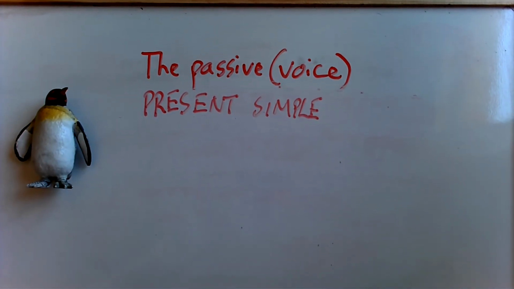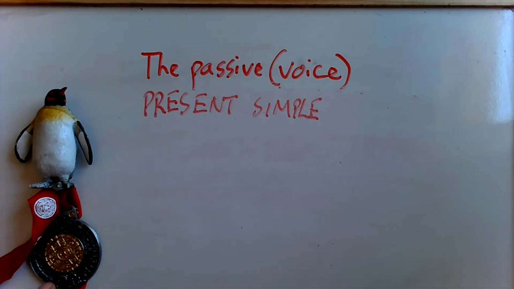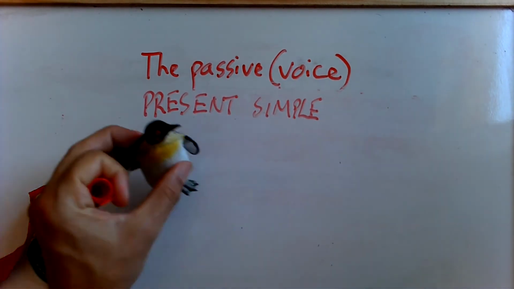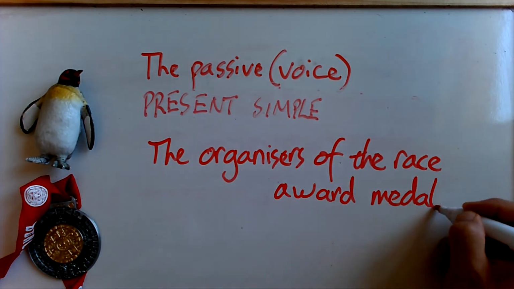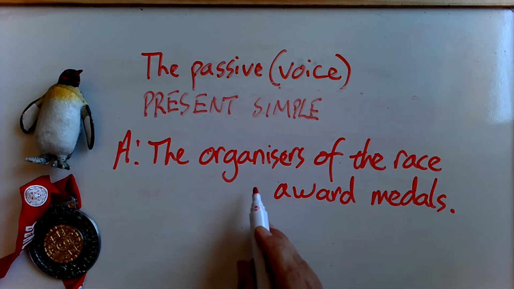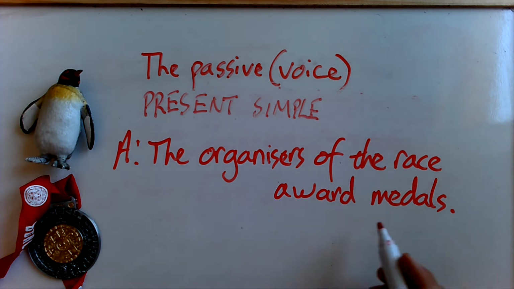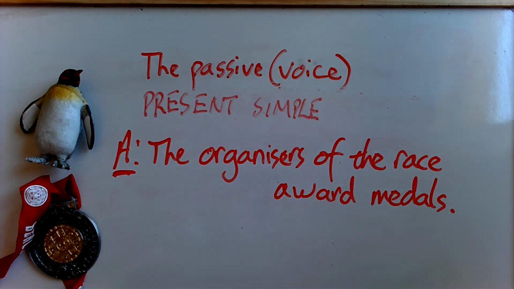This is Percy, and this is a medal. Percy won this medal. Percy ran a race and he won the medal. This is the active form of the sentence: the organizers of the race award medals. We know it's going to be the organizers, because who else is going to award the medals if not the organizers of the race?